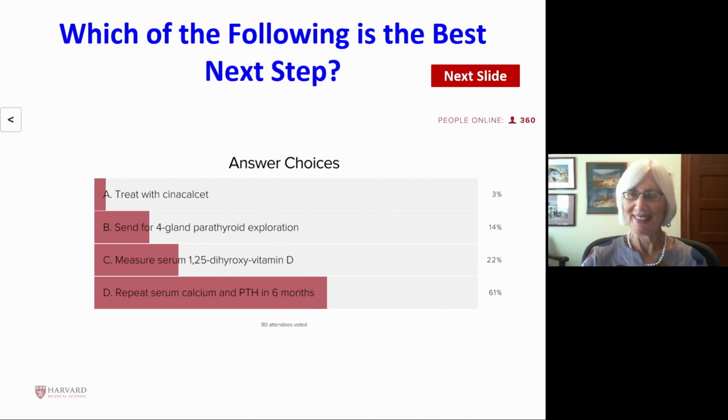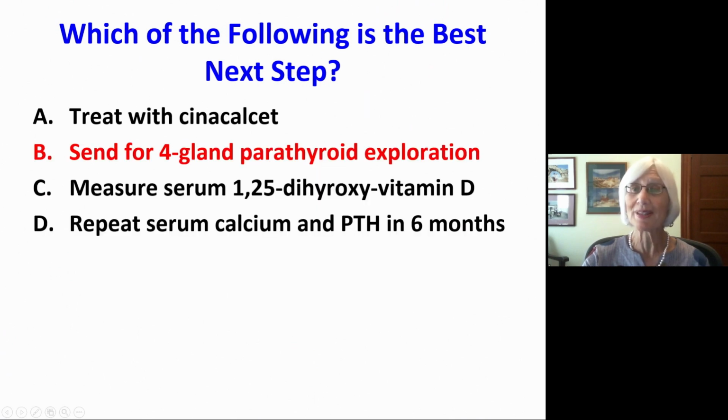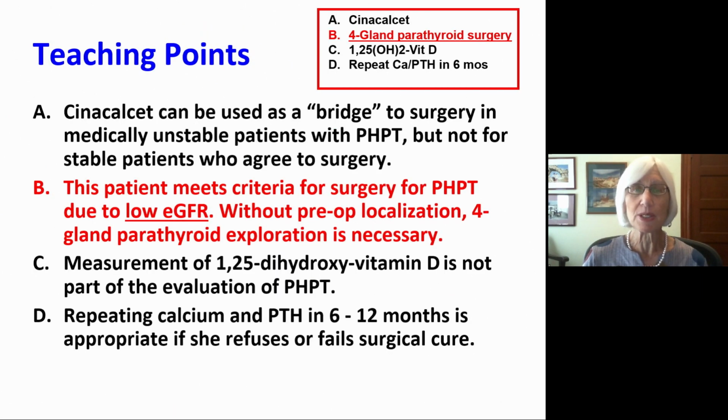Okay. So most of you are picking D, repeat the serum calcium in 6 months. Some of you are picking C, measure the 1,25. And a minority of you are picking send for the 4-gland exploration, which is actually the correct answer. So this is good. I always like to be able to teach you something. And I think this is an important point. So let's go over this case.